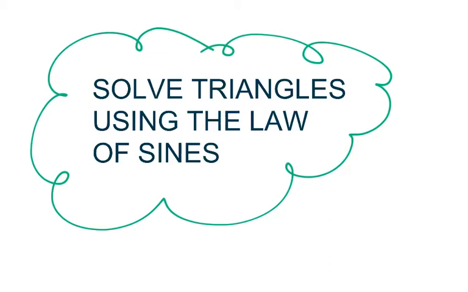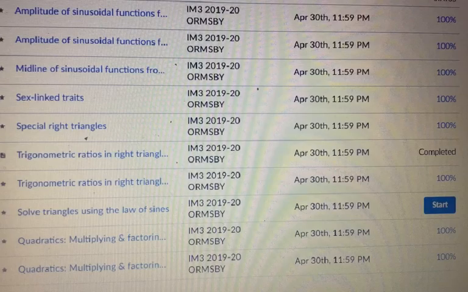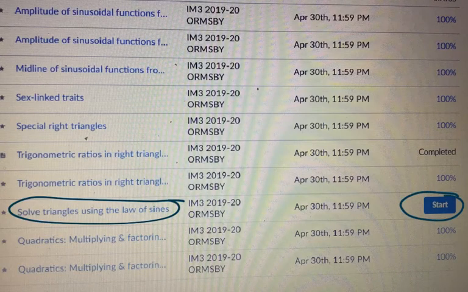Okay, guys, let's solve some triangles using the law of sines. I already have several videos on this, but I noticed for my IM3 class, I hadn't officially done it myself for IM3. I did it for IM2, and of course, on top of that, I did it multiple times as well.